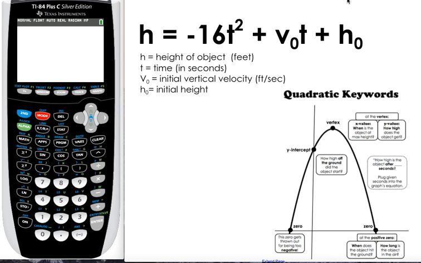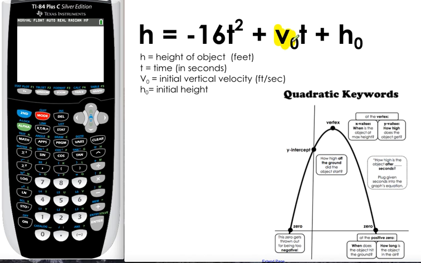This video is a quick reminder of vertical motion and how to use the graphing calculator to find the x-intercepts and the vertex of a parabola or any point along the graph. So as a reminder, up at the top of the screen you see your vertical motion formula.